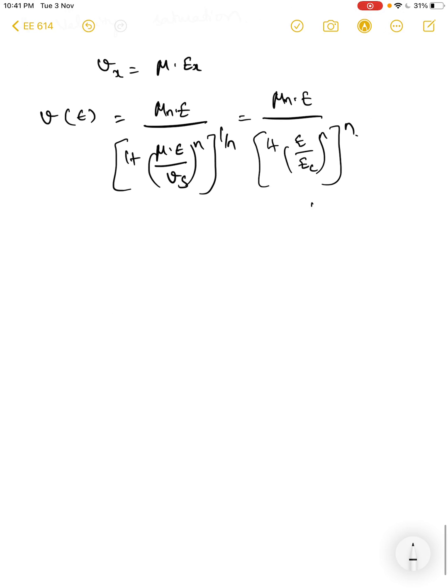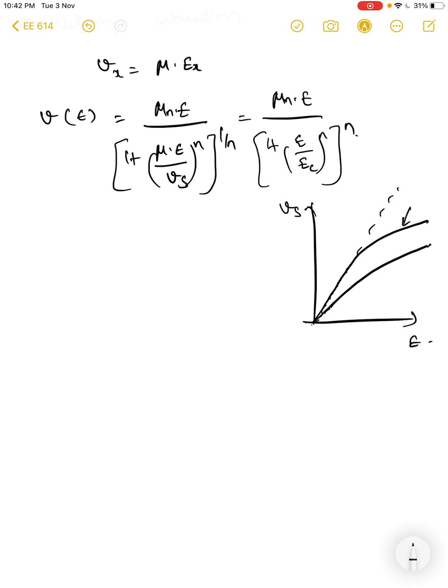If I plot the electron velocity versus the electric field, we have assumed it to be linear for all velocities, but this is obviously not the case. So what happens is the velocity actually tapers after a particular electric field. This is for electrons and this is for holes, and there are two ways to handle this. One is called the piecewise linear approximation, where we say that the velocity is linear with the electric field up to some electric field EC called the critical field, above which the velocity becomes constant, right? So this is called a piecewise linear approximation.